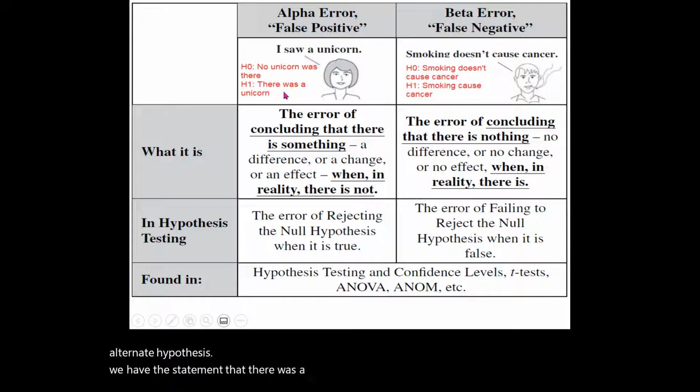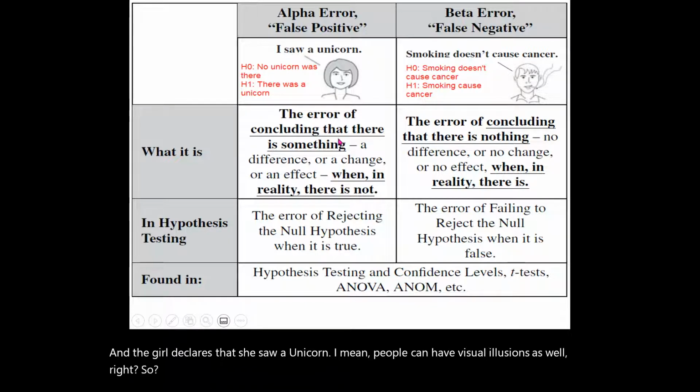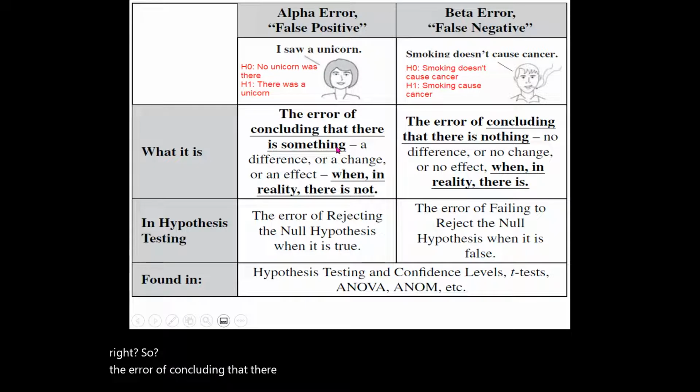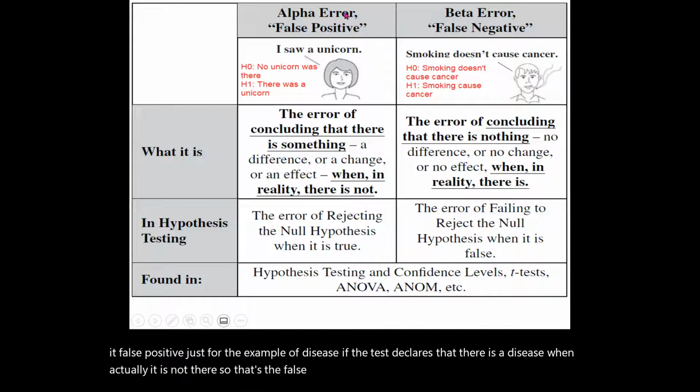unicorn. Now let's say the reality is that there was no unicorn, right? And the girl declares that she saw a unicorn. I mean, people can have visual illusions as well, right? So the error of concluding that there is something present when in reality there is not, we call it false positive. Just for the example of disease, if the test declares that there is a disease when actually it is not there, that's the false positive or the alpha error.